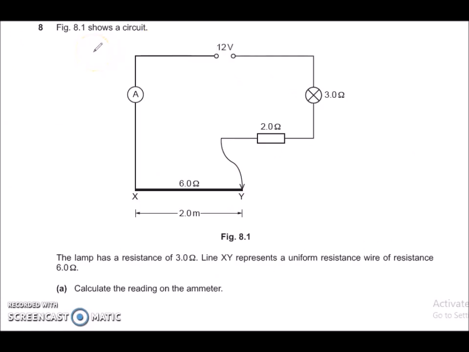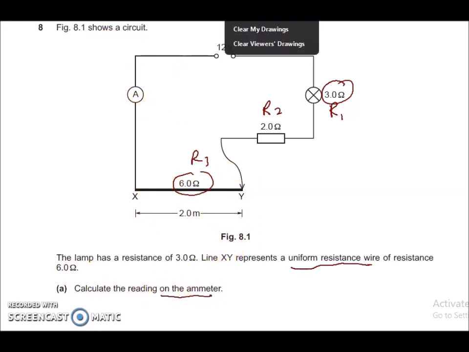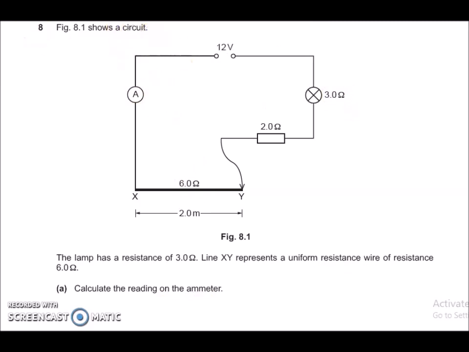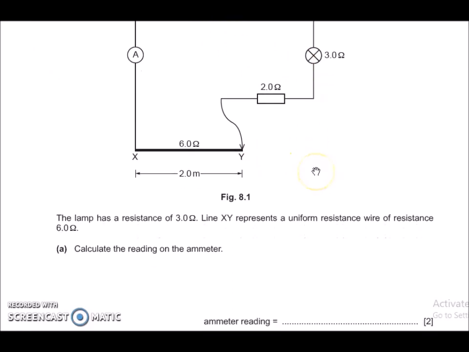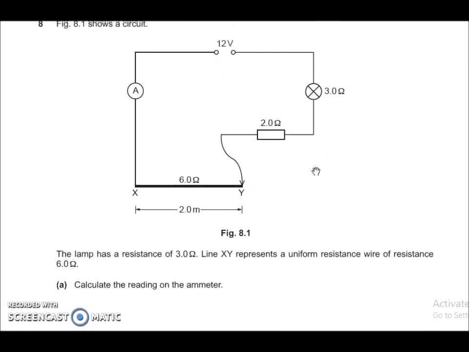Now it's question 8. Figure 8.1 shows a circuit. The lamp has a resistance. These are the resistances R1, this is R2, 2 ohm, and this is R3. XY represents a uniform resistance wire of resistance 6 ohm. Reading of ammeter. How do we calculate the reading of the ammeter over here? Just remember it's 12 volts over here. So for the reading of the ammeter, we can do the calculation over here.